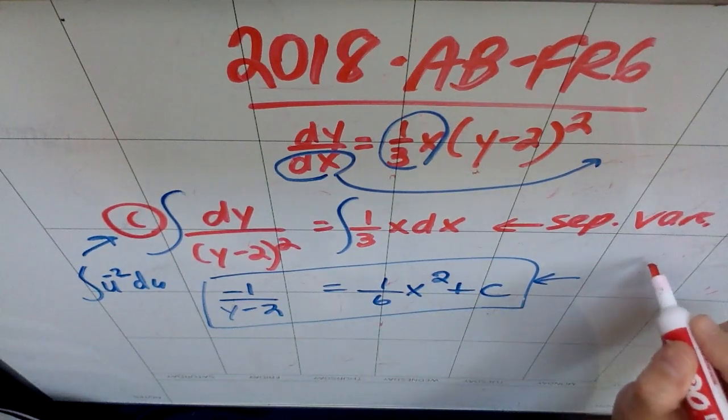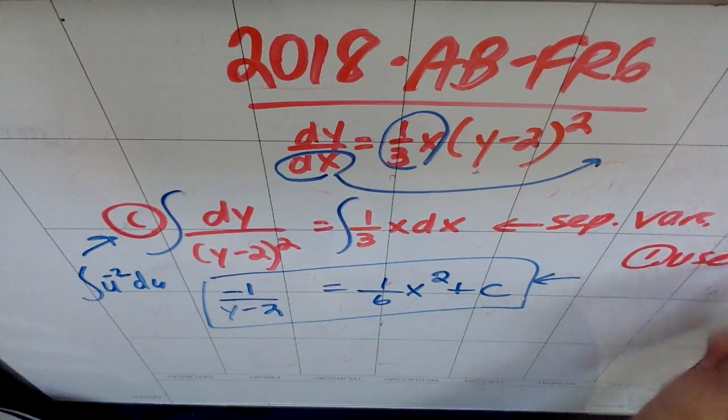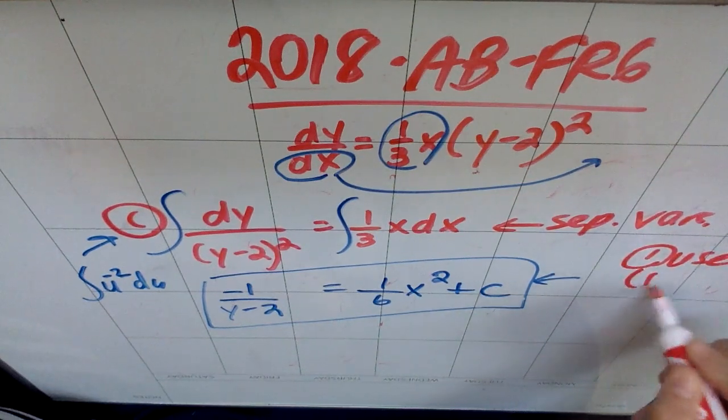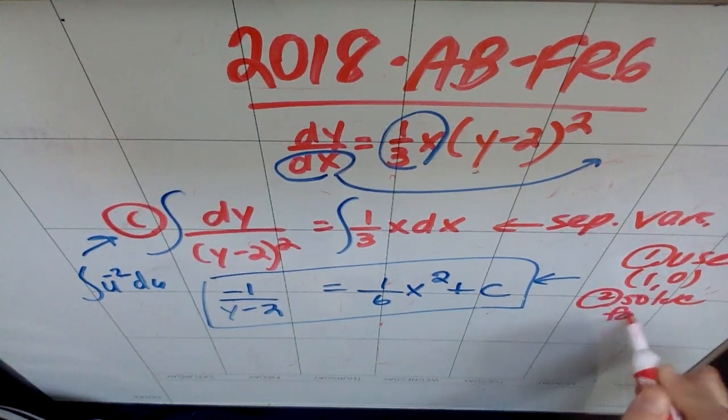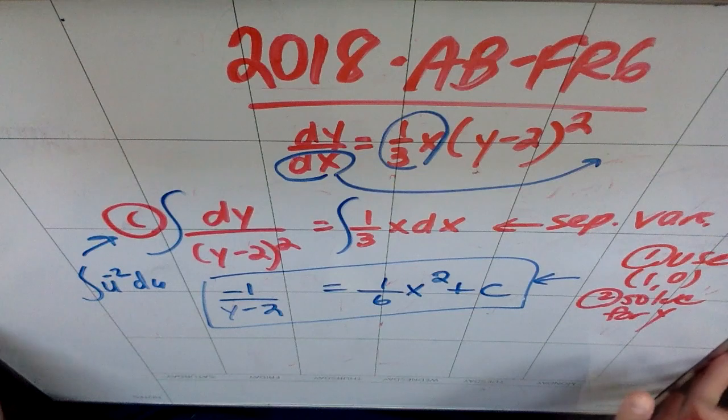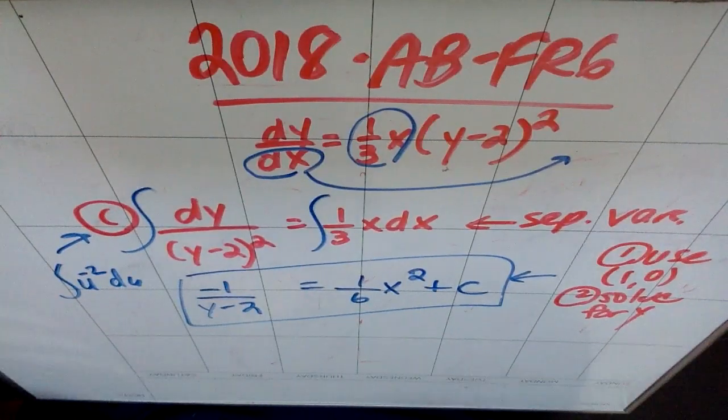The last two things I have to do are to use the initial condition that they gave me, which is (1, 0), and solve for y. It doesn't really matter which of those you do when, but it changes the approach a little bit. So I'm going to go ahead and use the (1, 0) and find my c. You don't have to. Sometimes I solve first.